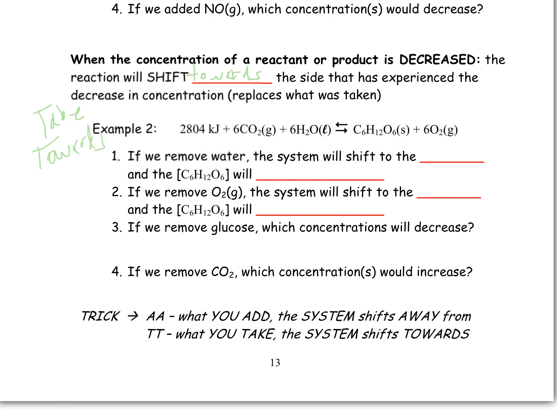So I have this reaction here, the production of glucose. If we remove water, so I have water here, and I'm taking away, so let's put an arrow down. Take towards. So we have an arrow going towards it. The system will shift to the left, and C6H12O6, so over here, if we're shifting to the left, it's going to decrease.